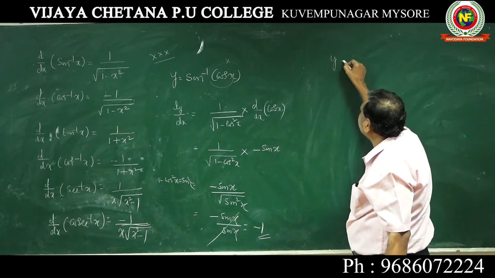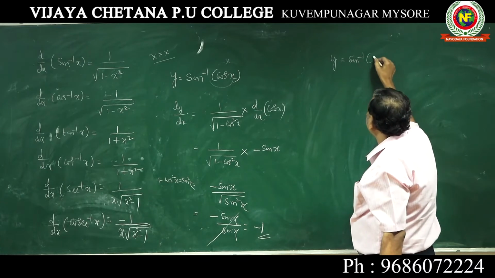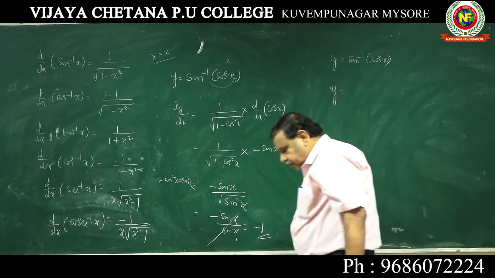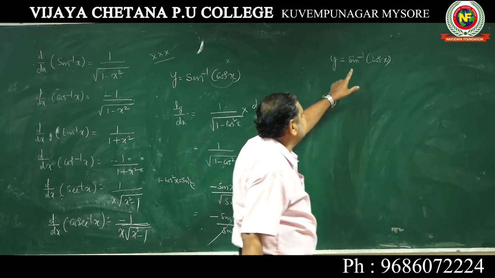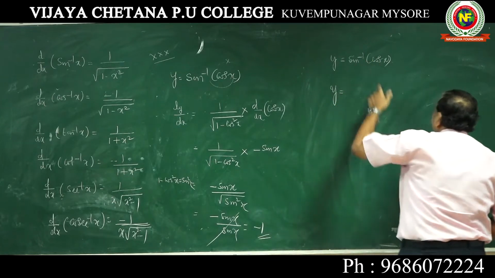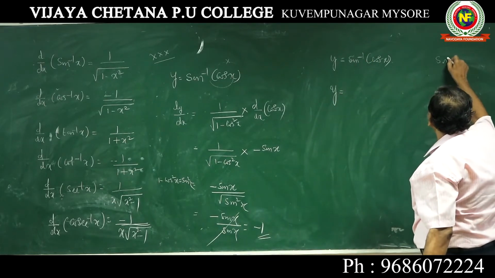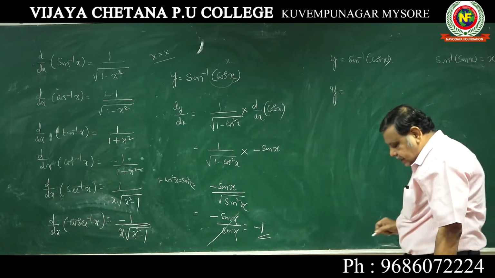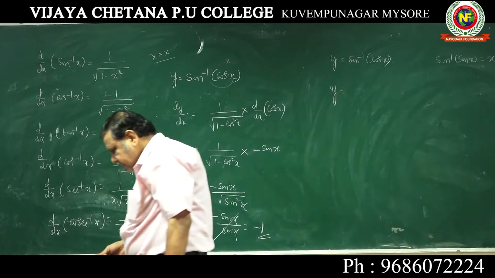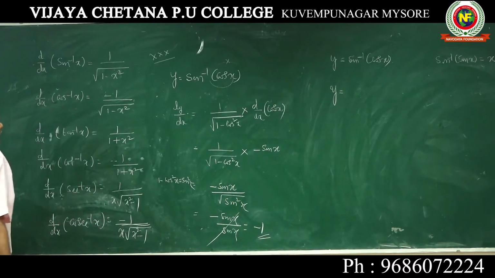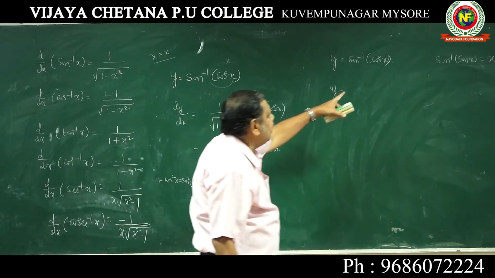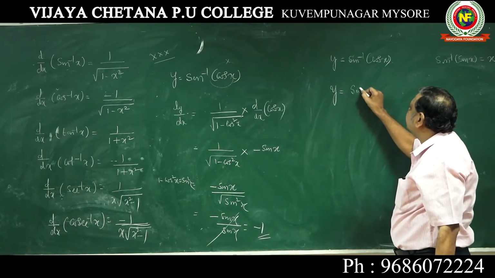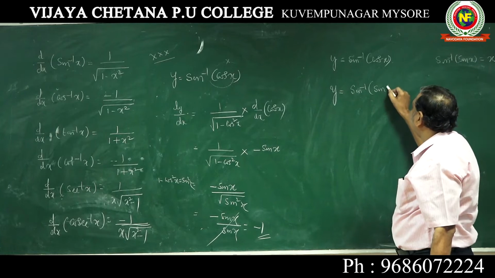Now y is equal to sin inverse cos x. Here you don't differentiate directly. You should convert cos in terms of sin, because you know the formula I gave you the first day: sin inverse of sin x is x, cos inverse of cos x is x, tan inverse of tan x is x, the inverse of that particular function is always x. So convert this cos into sin. How will you convert? Sin inverse, write sin of pi by 2 minus x.